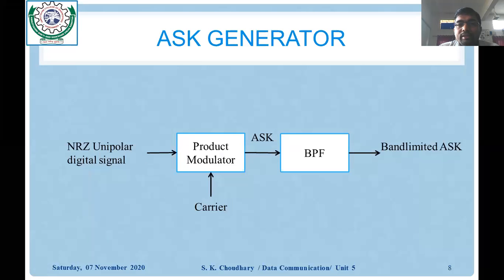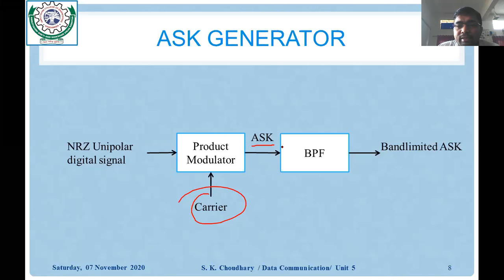Now, this is the block diagram of the ASK generator. You can see that the NRZ unipolar digital signal is applied as the message signal to a product modulator or an analog switch. Instead of product modulator, you can write analog switch. And then the high frequency carrier signal is also applied to this product modulator, and after this a modulation occurs. ASK, the amplitude shift keying signal, is produced.